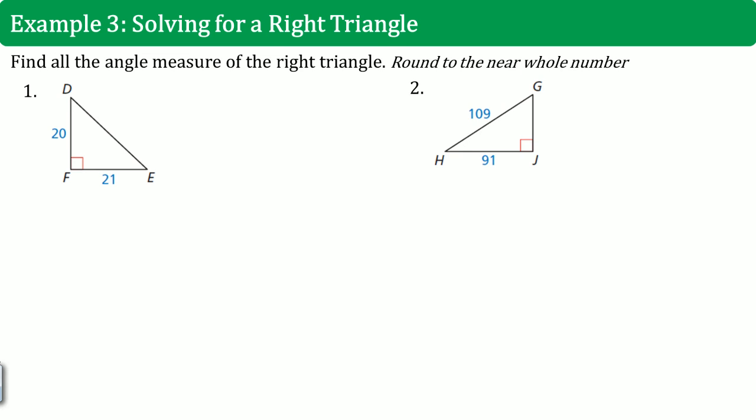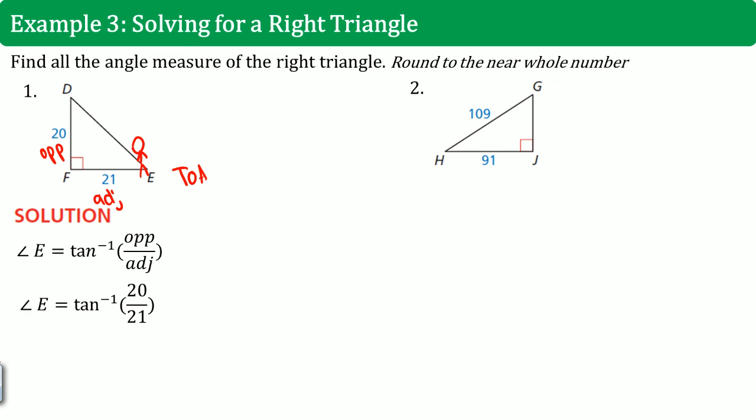Like before, I would like you to solve for the right triangle. Go ahead. Let's do the first one. Here, I'm going to look at it from the point of view of E. So I'm going to put the person here. This is my adjacent because it's my closest one, and this is my opposite. So to find angle E, I'm going to use my TOA. Opposite over adjacent, correct. So angle E is equal to tan inverse of opposite over adjacent, which is tan inverse of 20 over 21. That gets me angle E equals 44 degrees.